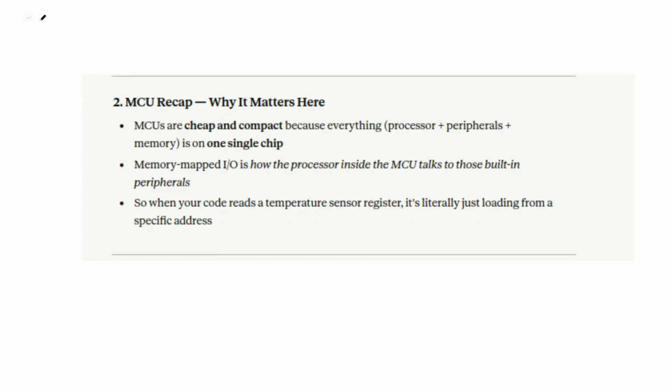Fine. Now MCU, remember, microcontroller unit. This is actually a small computer which has all of these devices in itself, right? It is one single chip and it is cheap and compact, because everything, processor, peripheral devices plus memory, is all in this MCU chip. Everything is on one single chip. That is our MCU chip.